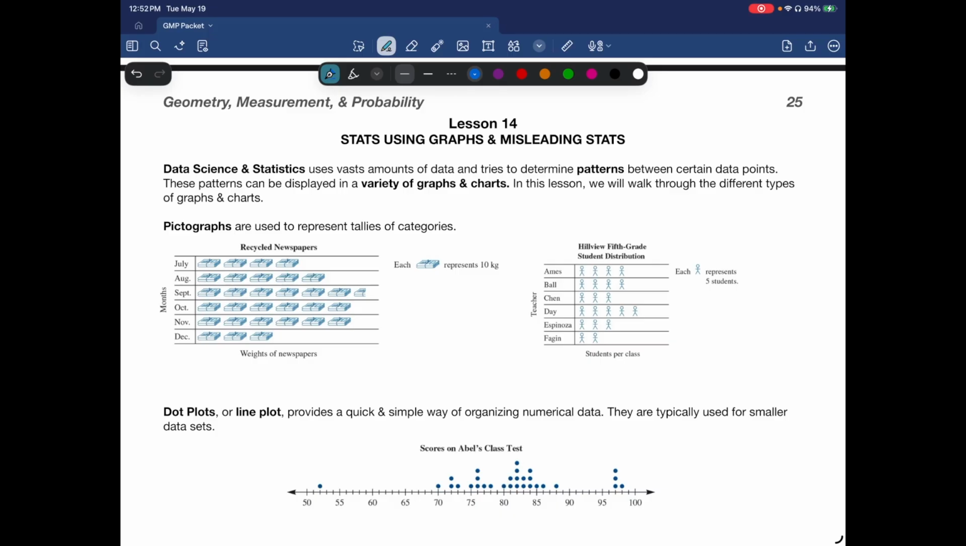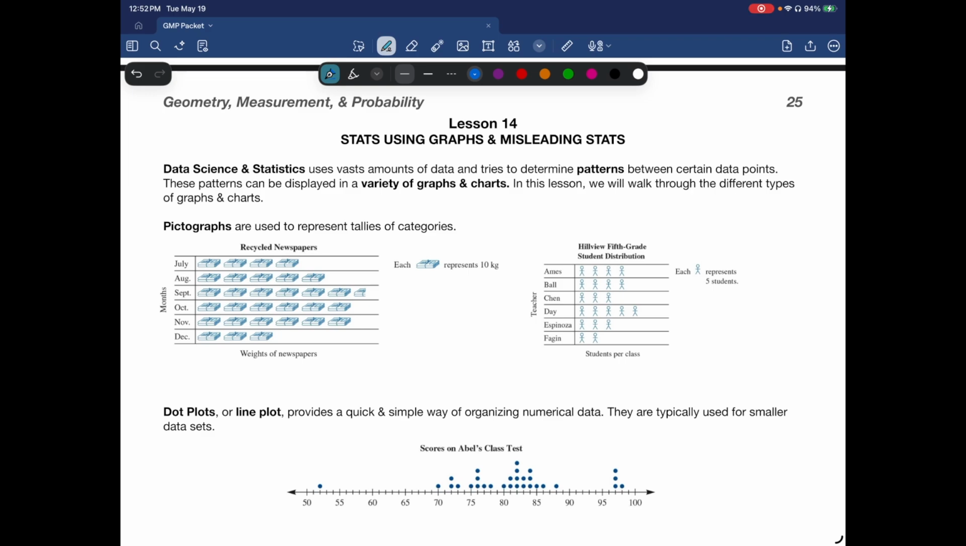So if you follow sports, I follow Ole Miss football, and after every game, they typically put out an infographic of all the different stats for the game and certain players they want to highlight. That is where you're going to see a lot of the pictograph type stuff, where you have a picture instead of tally marks. You have a picture that represents a certain amount, and it lays it out just like this. So each of these newspaper pictures represents 10 kilograms, and so they have it marked out. And you can see on September they have half of that, which would obviously be 5.